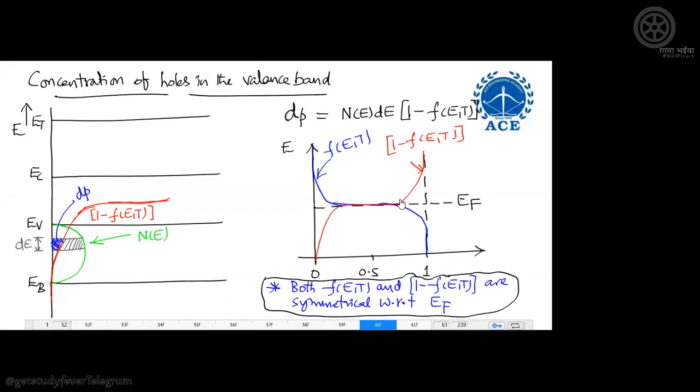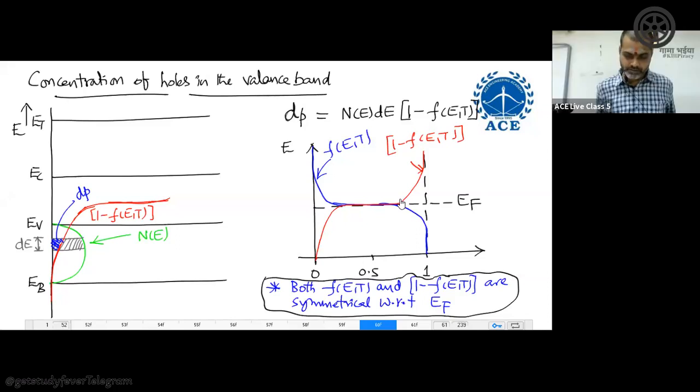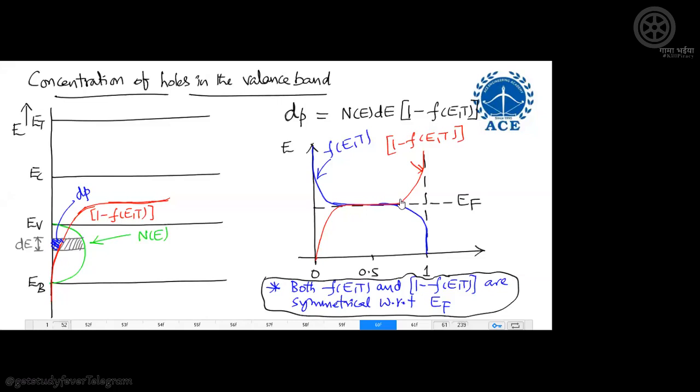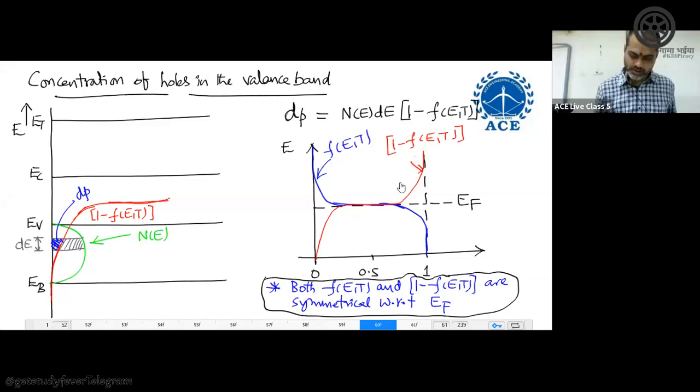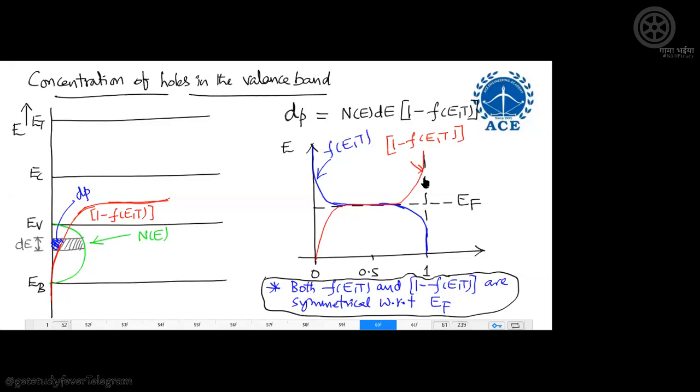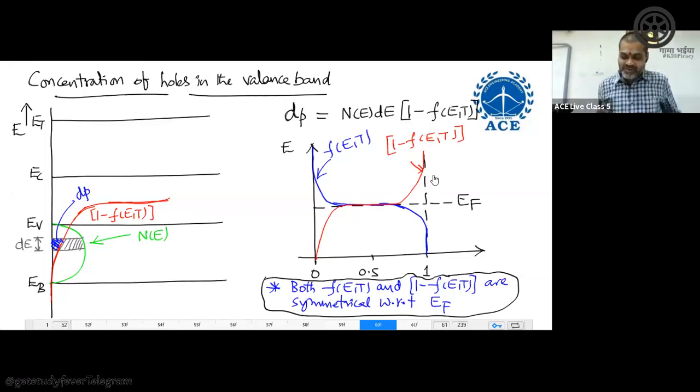Sir, the 1 minus f of E comma T is representing the states which are not occupied by the electrons. Obviously. If I erase the upper part above EF, I wanted to know one conclusion, sir: that the remaining 1 minus f of E comma T graph represents the states which are occupied by the holes. Is it correct, sir? Correct only, no, man. If I say electron is not present, that we are calling a hole. Nothing but the unoccupied state.